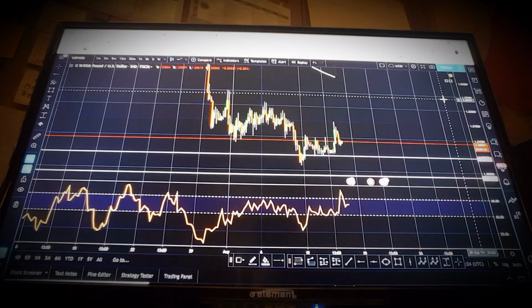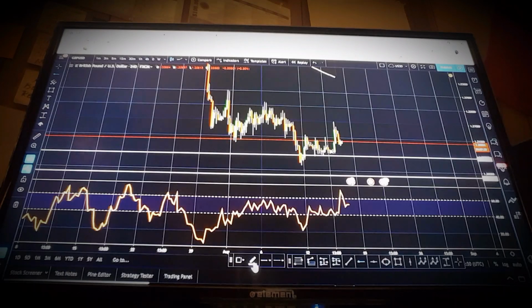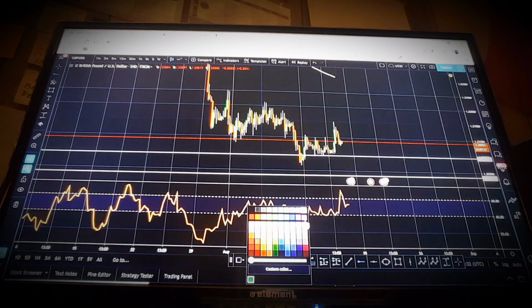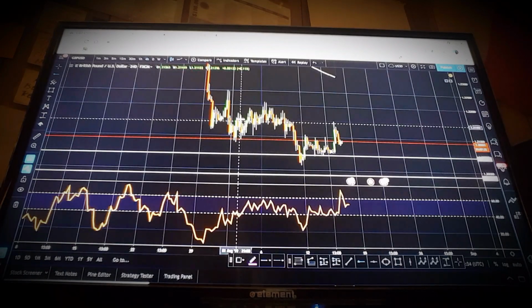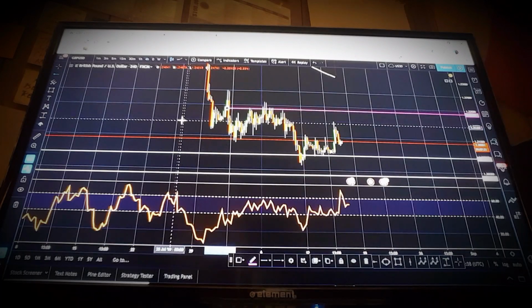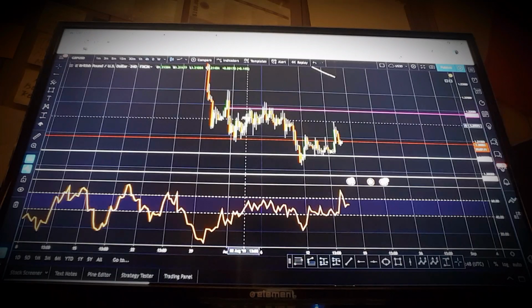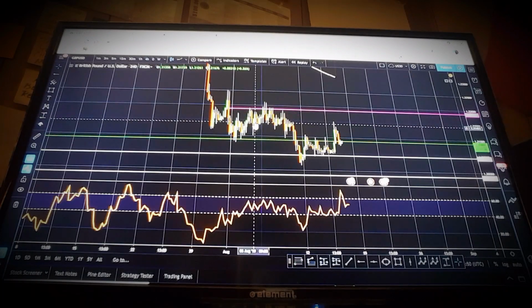Already I see a zone on the 4 hour and it's already been played. I'll show you what I'm talking about. I'll just throw up a line real quick. Right there, at the 1.2887 mark. It's been played. Look, it's been hit. Came down.